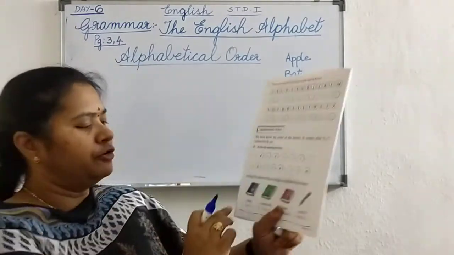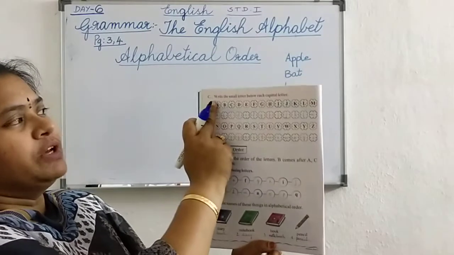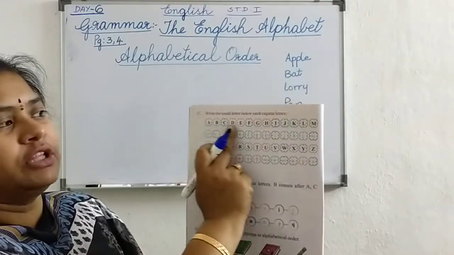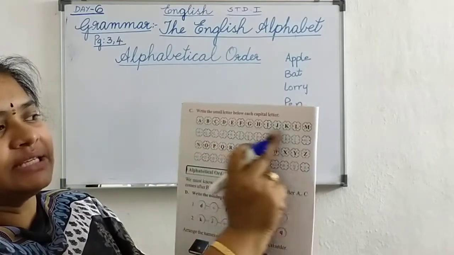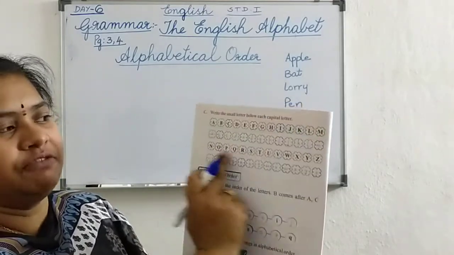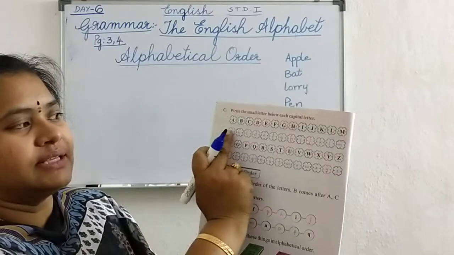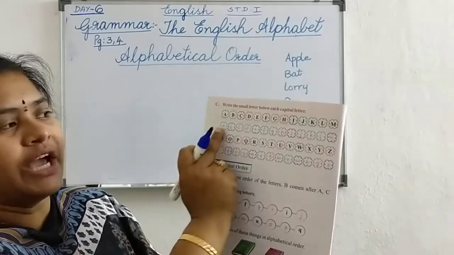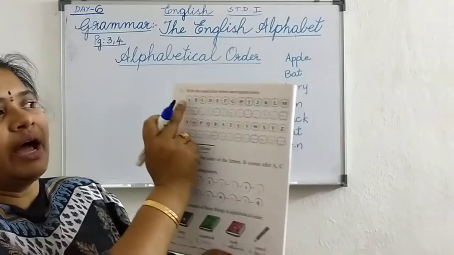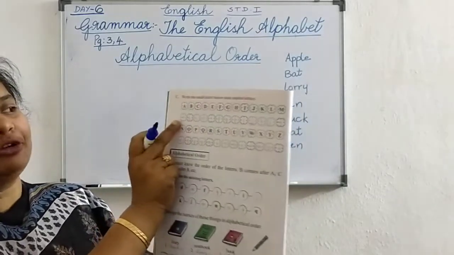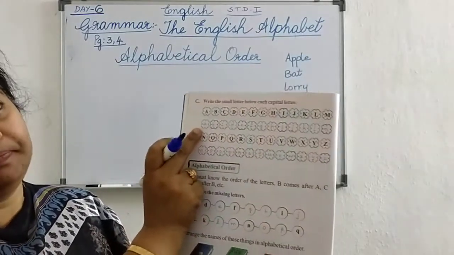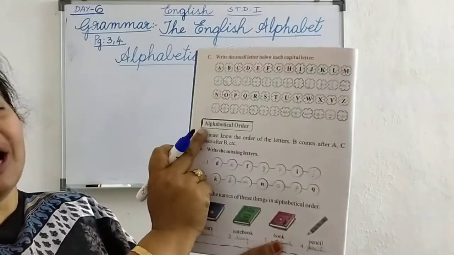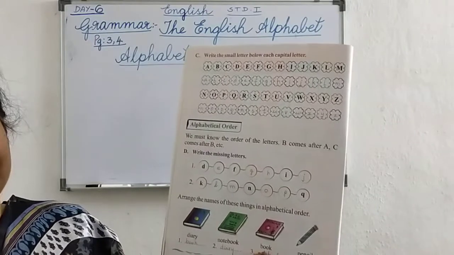Okay. Now, before that, in page 4, write the small letters below each capital letter. Now here, in the flowers, letters are given. Capital letters are given in 2 lines. And in the second line the empty flowers are given here. Okay, I have written them with the pencil. And by seeing the capital letter you have to write the small letter. Small alphabets.